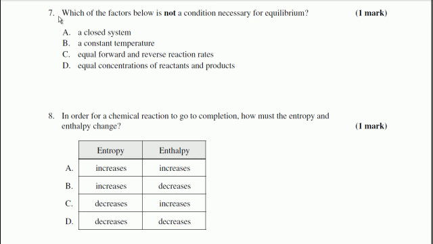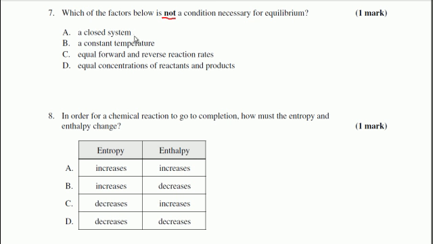So, let's get started. Here's question number 7, which is the first question for Unit 2, and it says, which of the factors below is not a condition necessary for equilibrium? Okay. So let's go through these things.